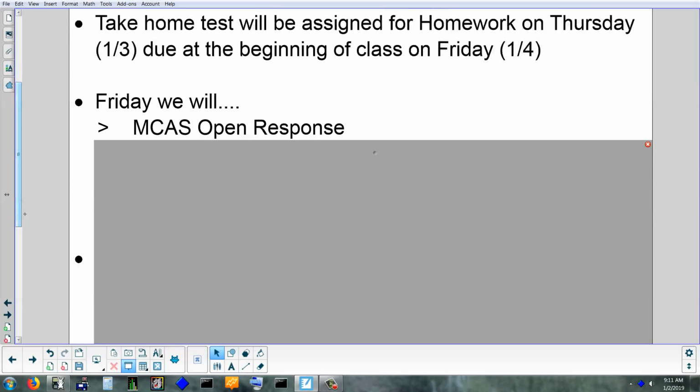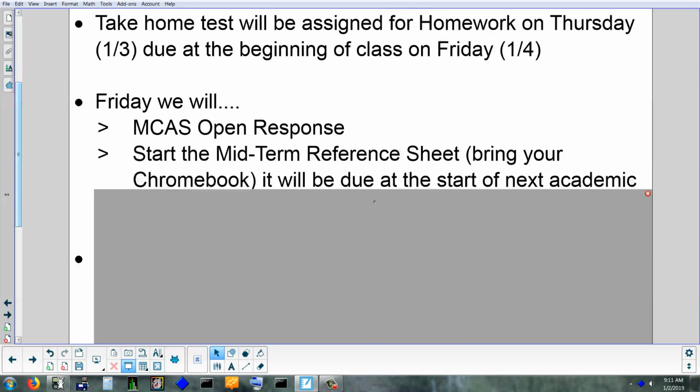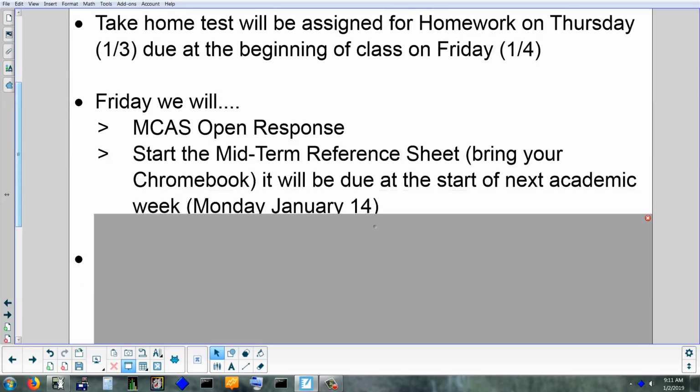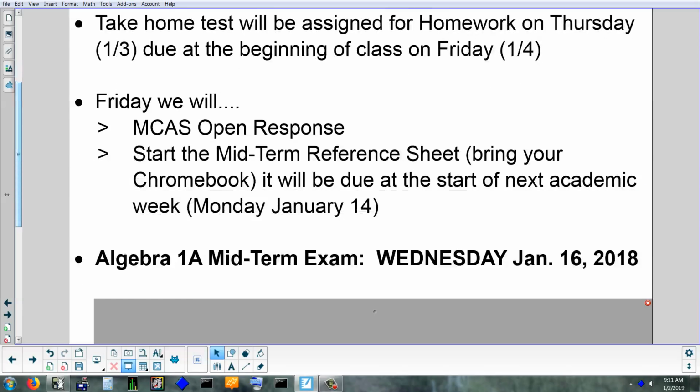Friday is going to be MCAS open response for the first half of class. Second half, we'll start the midterm reference sheet. We'll do something in terms of starting to be ready for the midterm. It might be the reference sheet, it might be a review, but something like that. There will be homework this week over shop week because we had the short week, so you guys can start getting ready for the midterm. Your midterm will be 2 weeks from today. So your next academic week, you guys take midterms. Our midterm is on the 16th, so 2 weeks from today. All right? And you guys have homework.